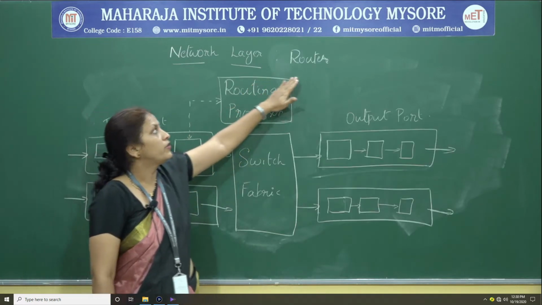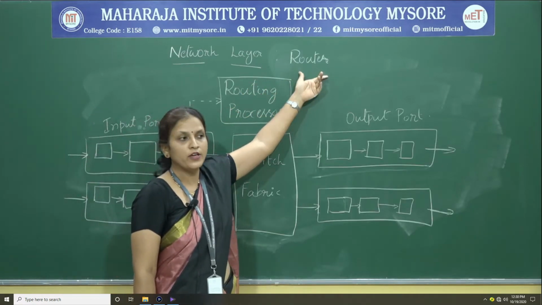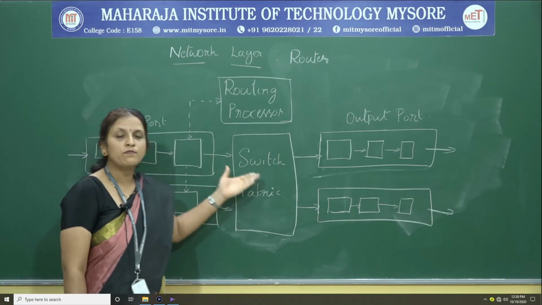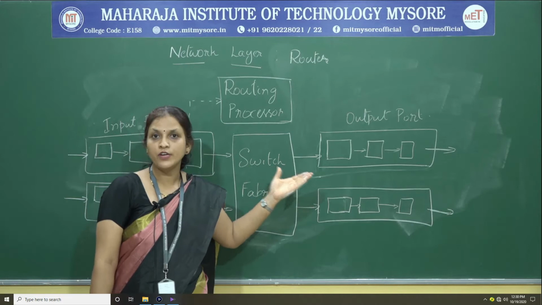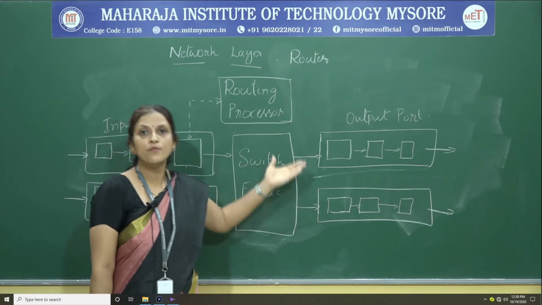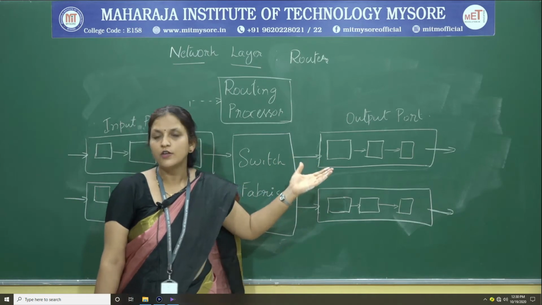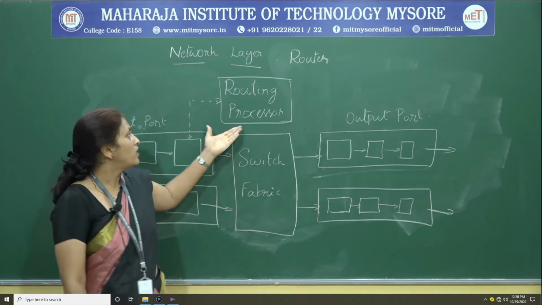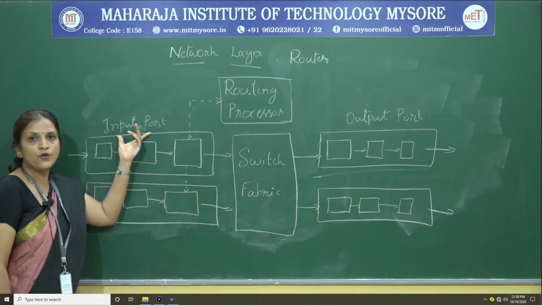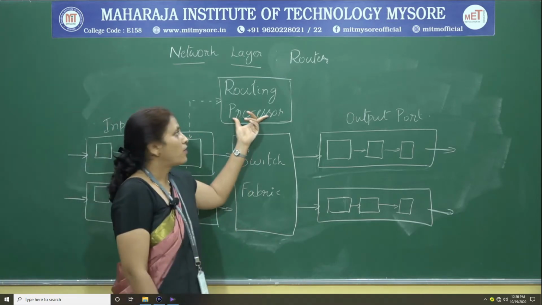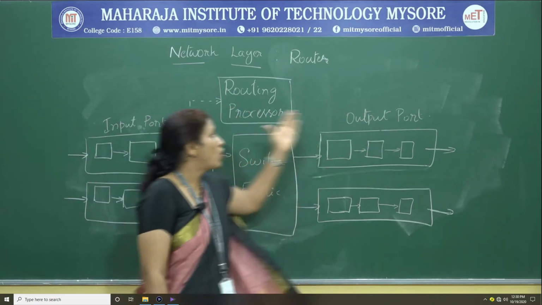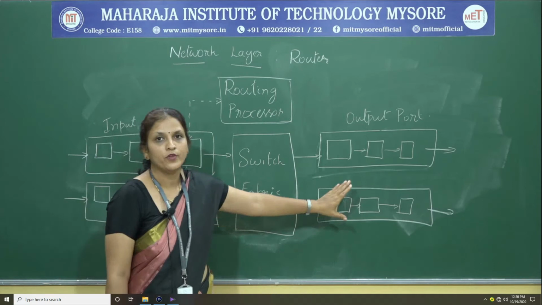The next topic that we are going to discuss is the router. As we have already seen in our previous discussion, the router plays a major role in the network layer. So we will study how exactly a router works and what the components involved in a router are. A router has four major components. The very first one is the input port, and then the routing processor, switch fabric, and output port. What exactly happens here?